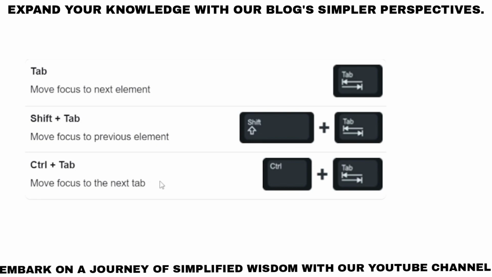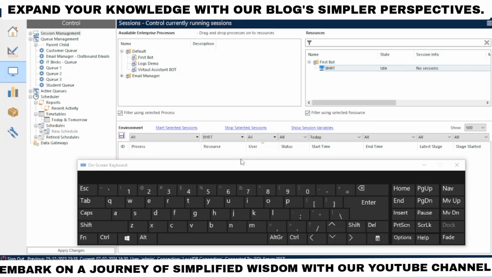Similarly, we can use these shortcuts in Blue Prism as well. Let me show you. If we press Tab, we can see the focus is moving to the next element.